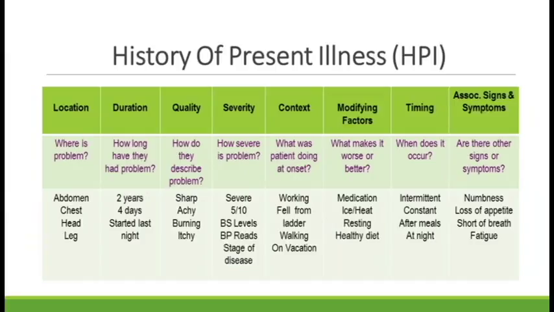The location identifies where the problem is occurring. The duration tells us how long that patient has had that problem or when it started. Quality is an adjective describing the patient's signs or symptoms. Severity describes how severe the problem is. Context will tell us where the patient was or what they were doing at the onset of the problem. Modifying factors identifies what the patient is doing to make the problem worse or better.